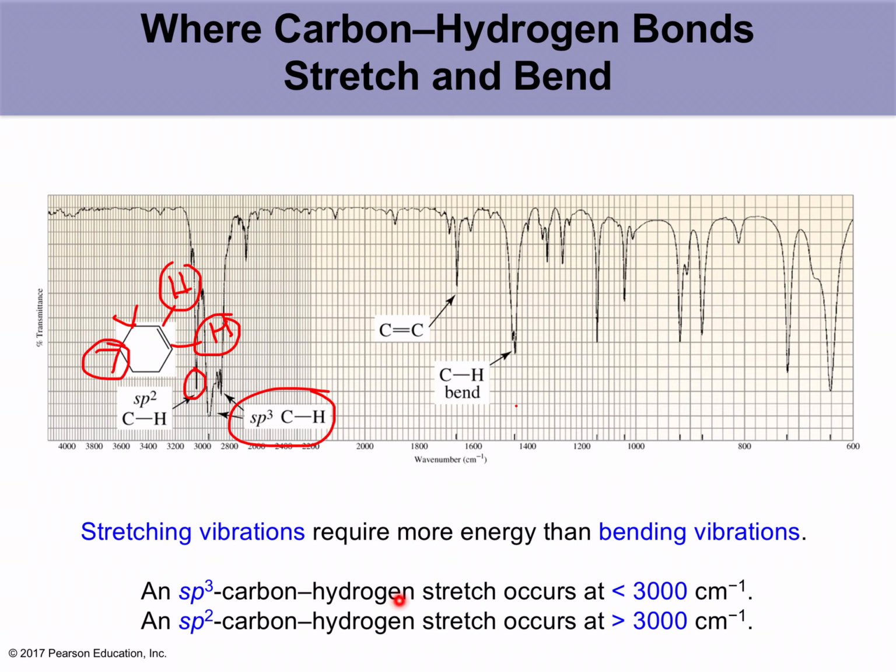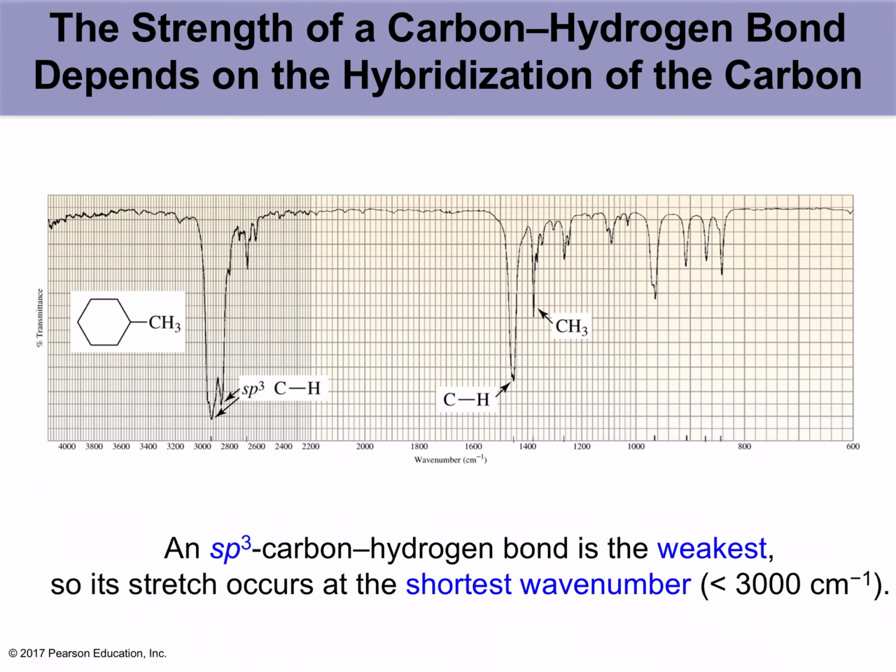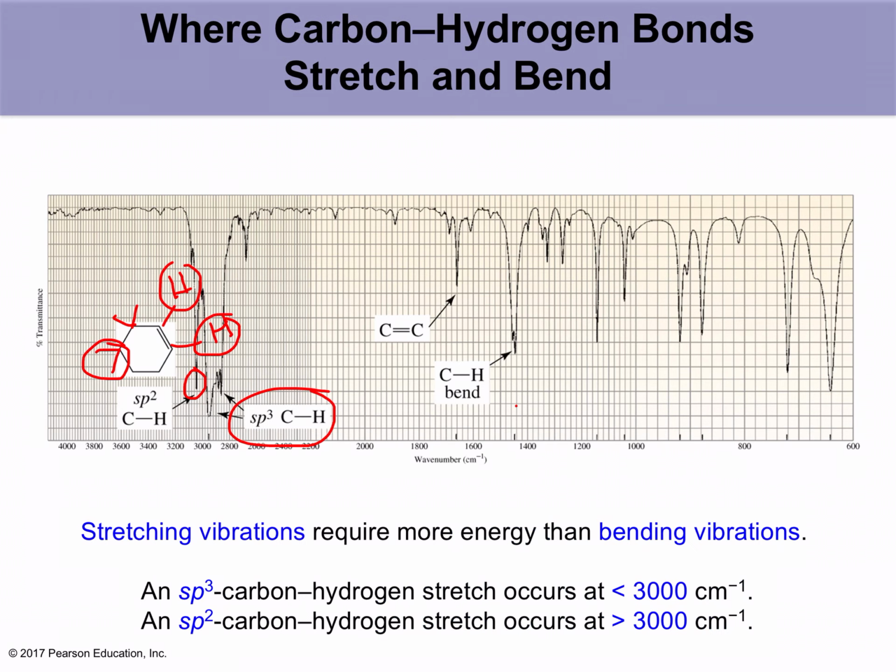sp3 carbon hydrogen stretch occurs at less than 3000. You see, these are less than 3000, sp3 carbon hydrogen. sp2 carbon hydrogen stretch occurs over 3000. So this molecule has sp3 carbon hydrogen stretching as well as sp2 carbon hydrogen stretching. So you can see this little peak over there. But in our previous one, do you see there is nothing over here, because there is no sp2 carbon hydrogen. Okay.